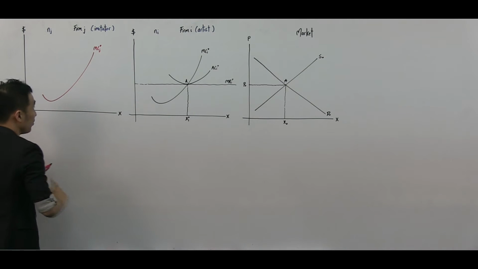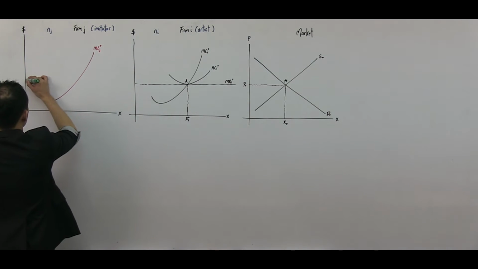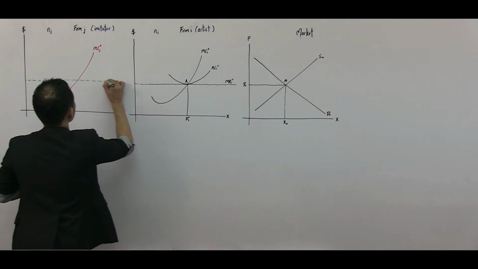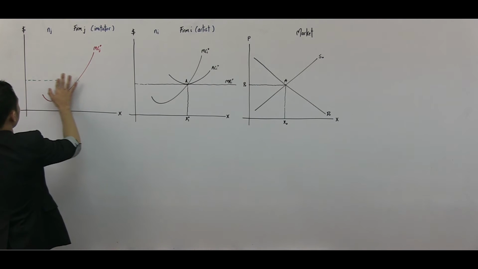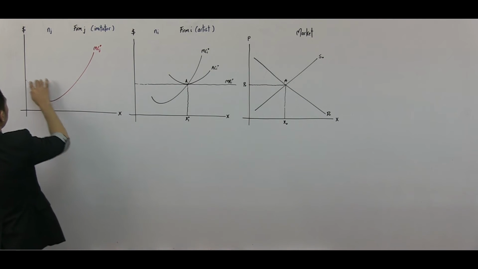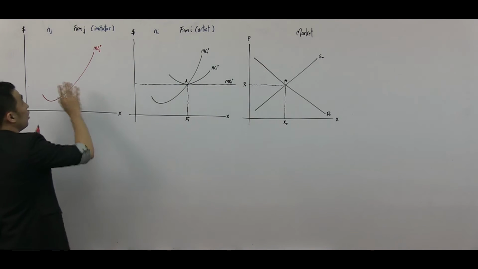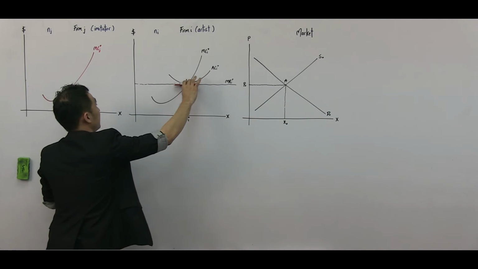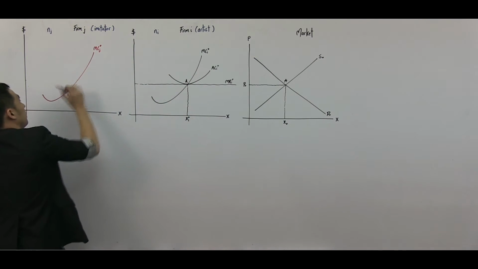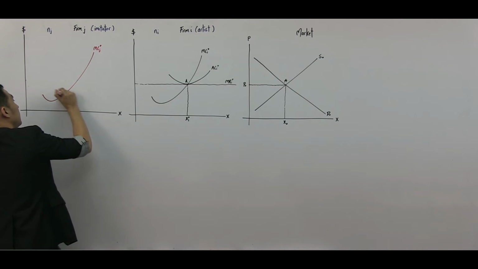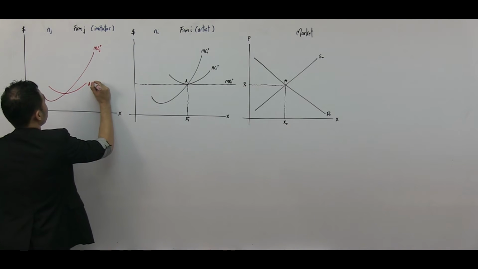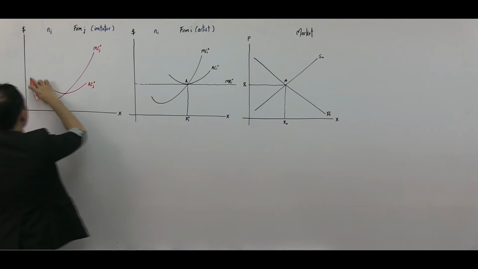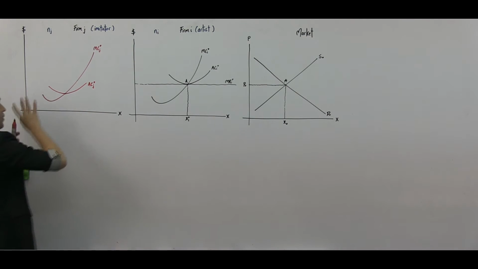And of course, one thing we learn over here is that the imitator has a lower AC, lower cost compared to the artist. So the artist's AC is here, and for the imitator I choose a lower AC curve. So this is ACJ. This is a shock. The imitators come in.